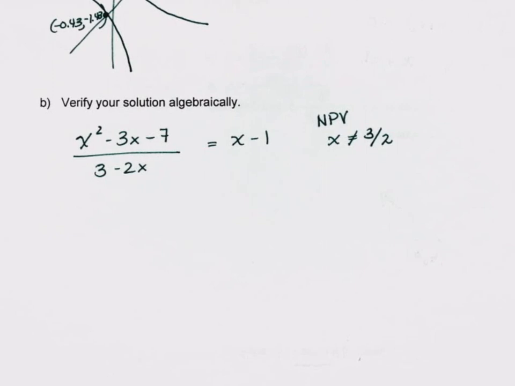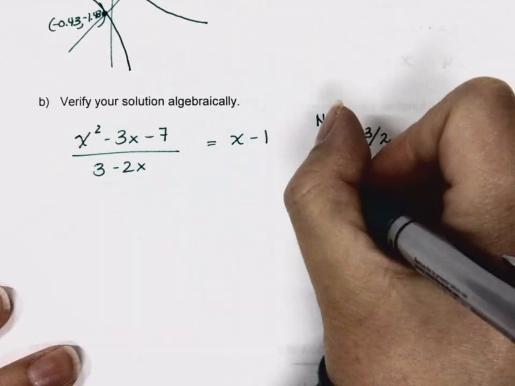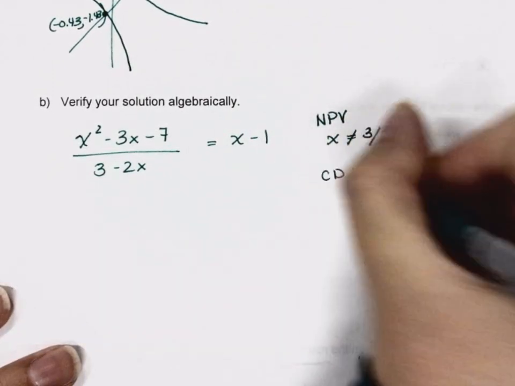Okay, step 3. I don't know what step we're on. We're going to find our common denominator. What's our common denominator?